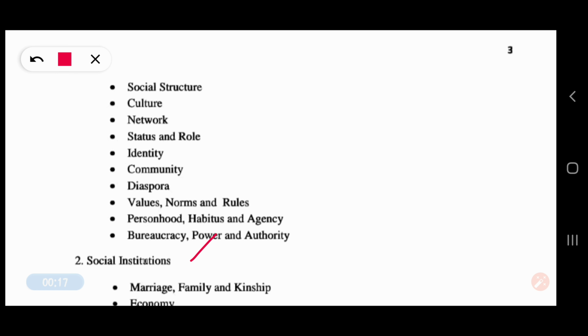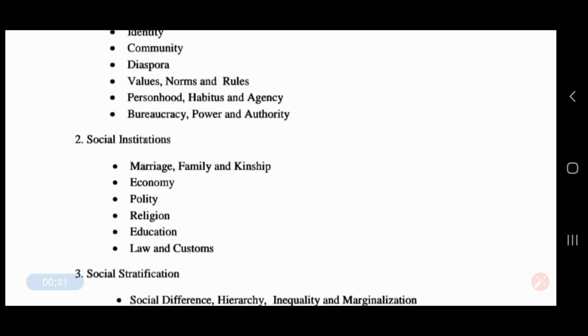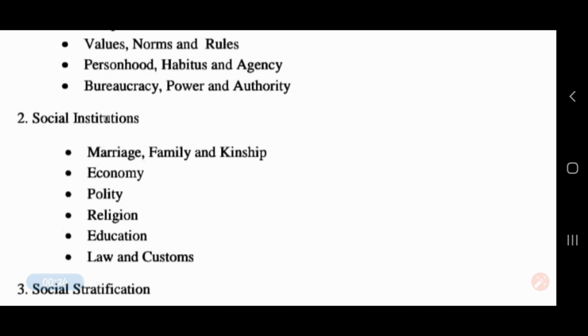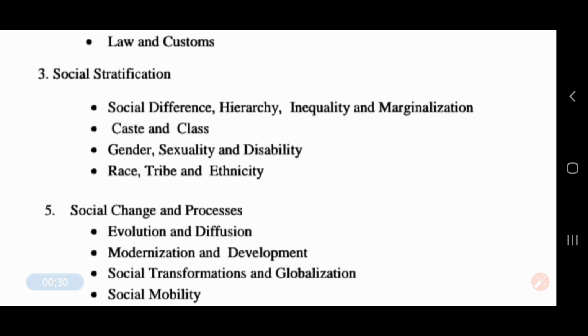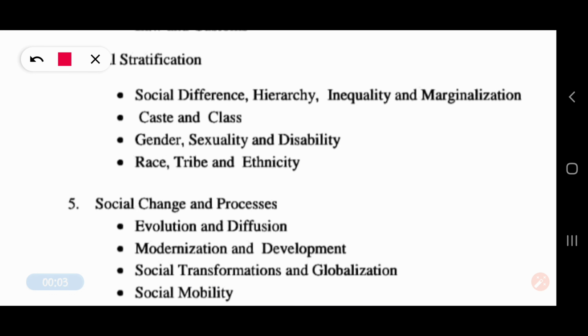The next subunit is social institutions. So under social institutions you have marriage, family and kinship, economy, polity, religion, education, law and customs. The third subunit you have is social stratification, and under social stratification you will have to read about social difference, hierarchy, inequality, marginalization, caste and class, gender, sexuality and disability, race, tribe and ethnicity. So basically the various dimensions through which social stratification is carried on. The fourth one is social change and processes. Under it, you have the process of evolution and diffusion, modernization and development, social transformation and globalization, and social mobility.